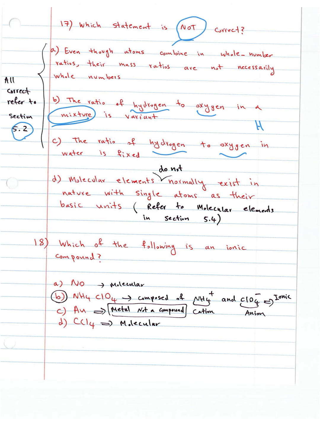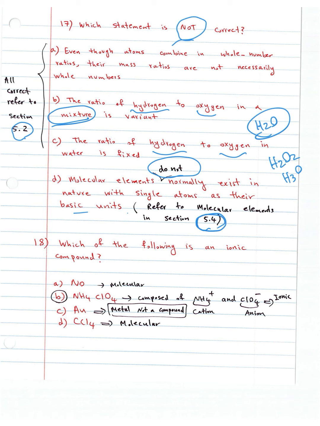For instance, water is H2O. We don't call H2O2 water. We don't call H3O water, just H2O. Molecular elements normally exist in nature with single atoms as their basic unit. No, they do not usually occur as just single atoms. So refer to section 5.4 to study more.